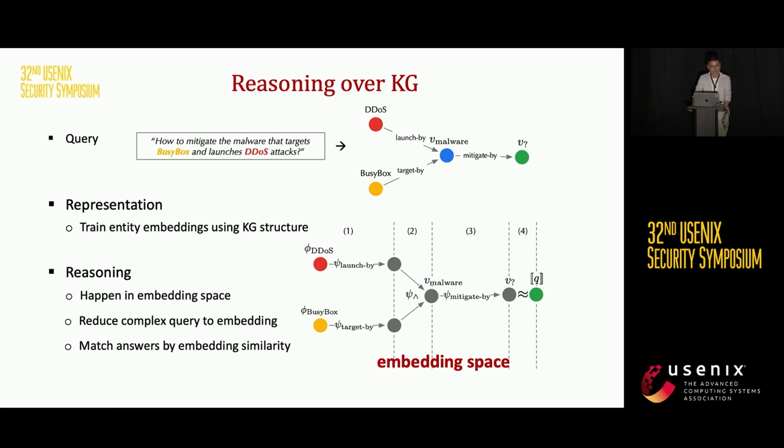Given a knowledge graph, the reasoning system will train the entity embeddings using the knowledge graph structure. And the last one is reasoning. Given the graph representation of the query and the entity embeddings, reasoning happens in the embedding space. It reduces a complex query into an embedding representation, and then based on the query embedding, it matches the answers based on the embedding similarity to entities.